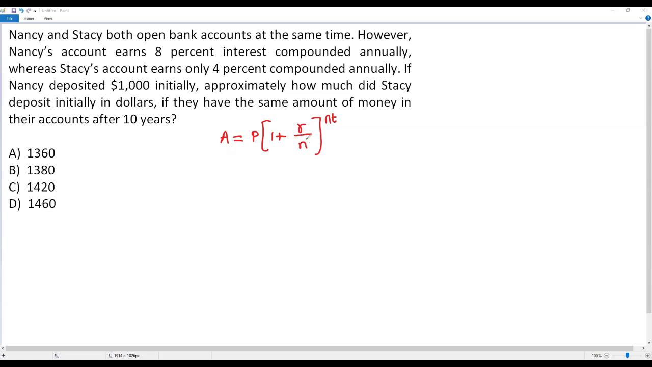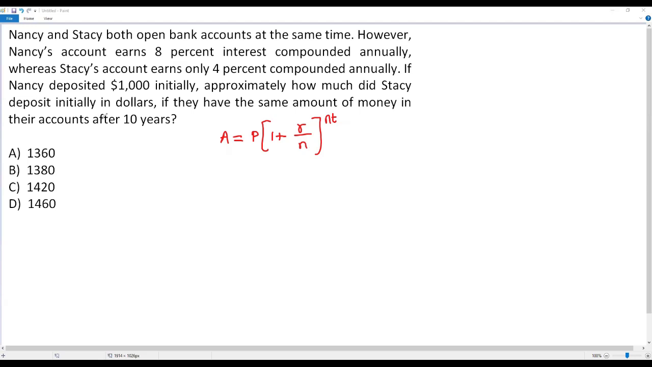And N represents the number of times interest is being compounded. In both the accounts opened by Nancy and Stacy, interest is compounded annually. Compounded annually means once in a year the interest is compounded. Since interest is compounded once in a year, the value of N is just 1, because N represents the number of times interest is compounded in a year.